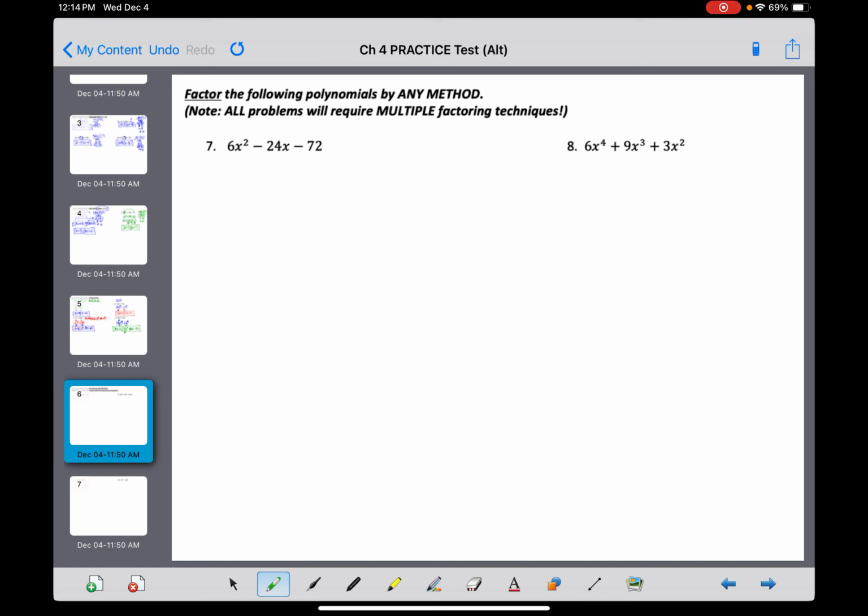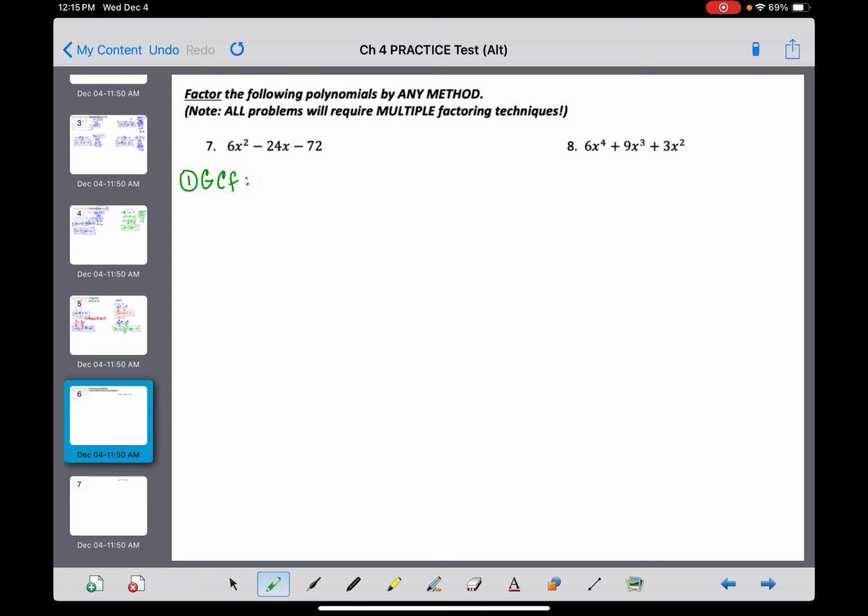All right, our last problems are the putting it all together. So it says, note, all problems will require multiple factoring techniques. So keep in mind, the blue sheet guides you through this process, but really we need to start every single problem that we do by looking for a greatest common factor first. And if there is one, after we take it out, then we figure out what to do next. But step 1 is always GCF first. All right, so let's take a look at number 7.